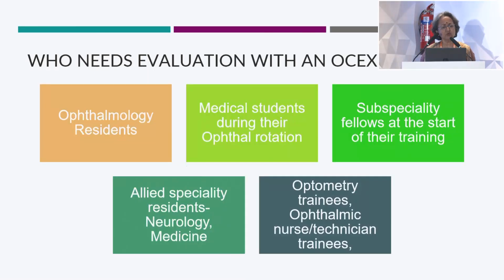So really, who needs an evaluation of their clinical skills with an OCEX? Ophthalmology residents, medical students during the ophthalmology rotation, subspecialty fellows at the start of their training. You want to know how much ophthalmology they know before they start their subspecialty. Allied specialty residents: in Shankar Nethralaya, we used to have people from neurology or medicine who come and observe you, who have come for a month of ophthalmology. You want to make sure they understood basic ophthalmology techniques. Optometry trainees, ophthalmic nurse technician trainees, all of them, the OCEX can be applicable.